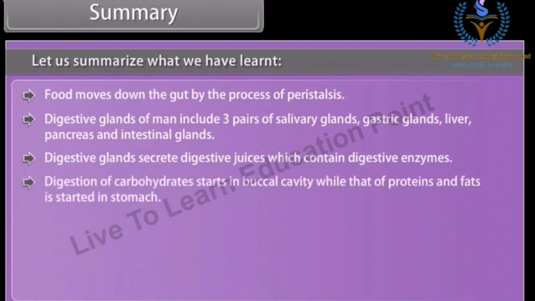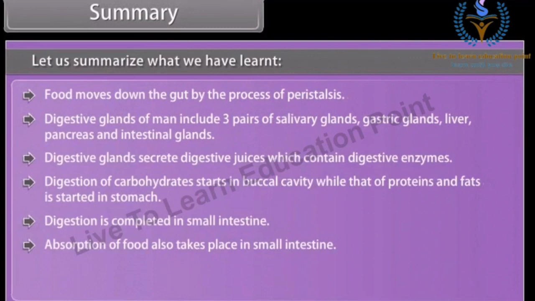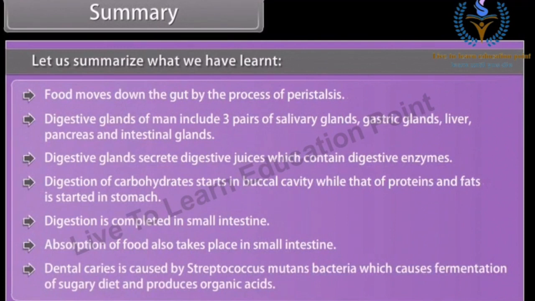Digestion of carbohydrates starts in the buccal cavity, while that of proteins and fats is started in the stomach. Digestion is completed in the small intestine. Absorption of food also takes place in the small intestine. Dental caries is caused by Streptococcus mutans bacteria, which cause fermentation of sugary diet and produce organic acids.